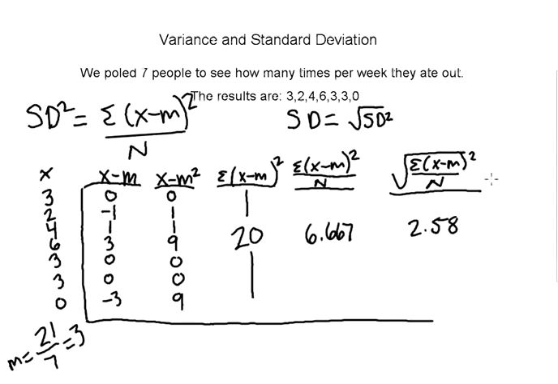And from there you can tell that we have a variance in this distribution of 6.667 with a standard deviation of 2.58.